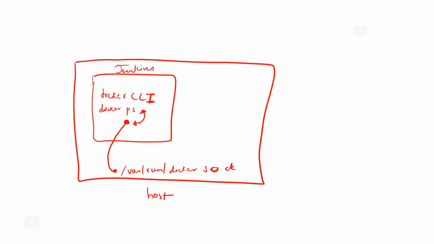But the socket file is nothing but a mapping to the socket file on the host, which means if I simply do docker run to create a container, the Docker CLI will talk to this particular unique socket. Now, whatever container that Jenkins is trying to create, it will be on this machine.